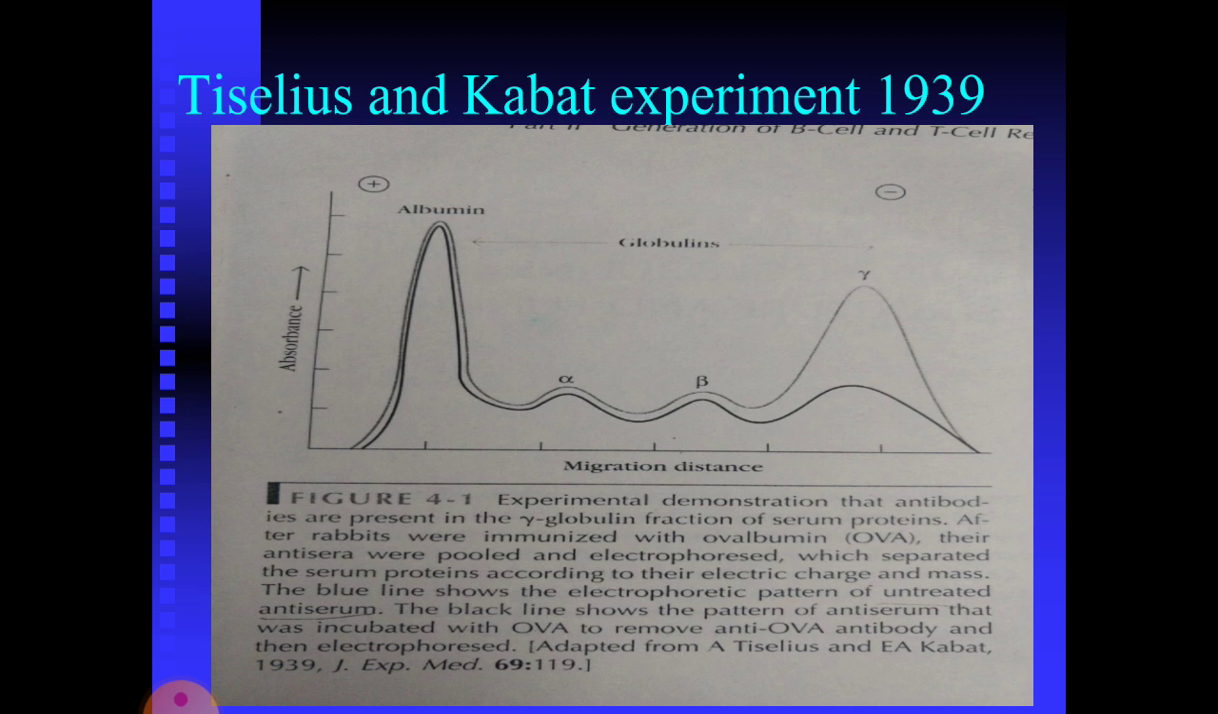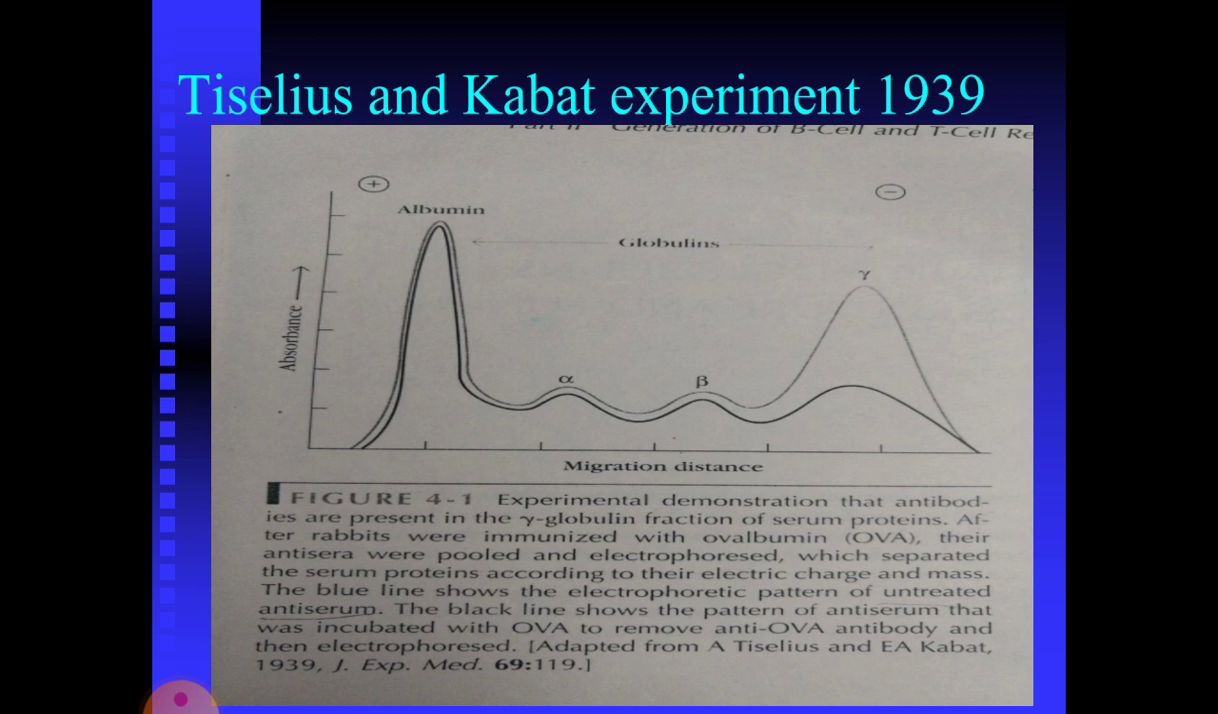Now, let us see the discoveries behind the structure of immunoglobulins. It has been known since the turn of the century that antibodies, the effector molecules of humoral immunity, reside in the serum. The first evidence that antibodies were contained in a particular serum protein fraction came from a classical experiment by Tiselius and Kabat in 1939. They immunized rabbits with the protein ovalbumin and then divided the immunized rabbit serum into two aliquots. Electrophoresis of one serum aliquot revealed 4 peaks corresponding to albumin and alpha, beta and gamma globulins.